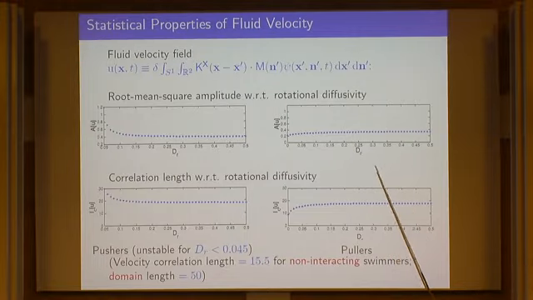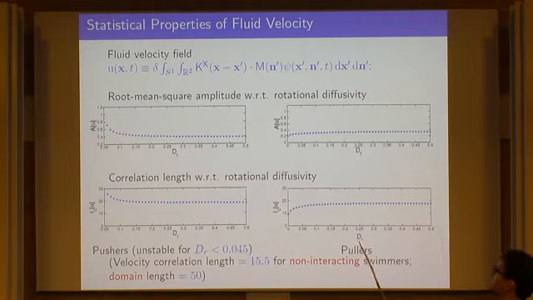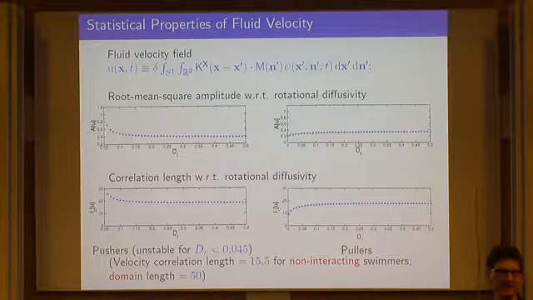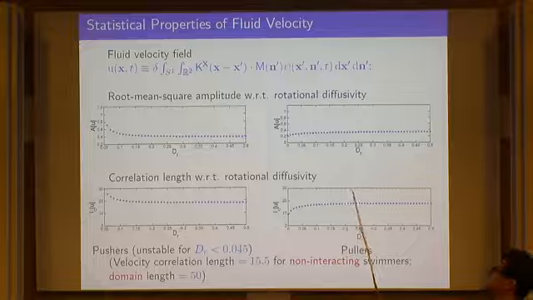Interestingly, for polars, as you reduce the rotational diffusion, the amplitude of the velocity and its correlation length go down. It's not going unstable there, but as you weaken the dissipation effect, the strength of the fluid velocity is actually getting weaker. The rough reason you can understand that is that the polars, to some extent, have some kind of cancellation effects.